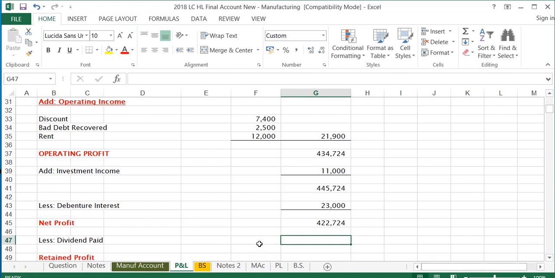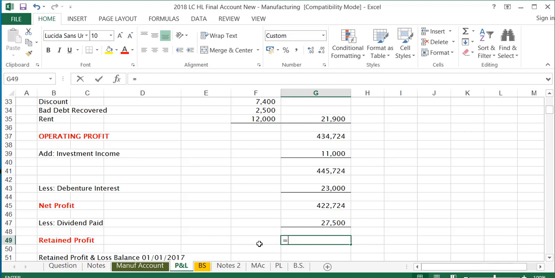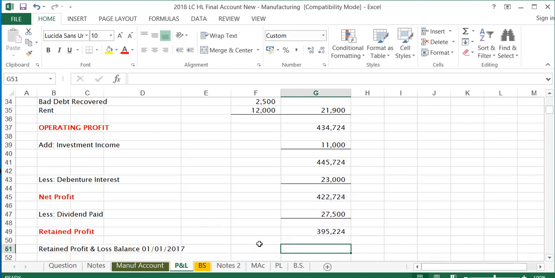422,724. Then I have to take away the dividends paid, and the dividends paid is coming directly from the trial balance. There's no change to that, which is 27,500, leaving me with a retained profit for the year of 395,224.